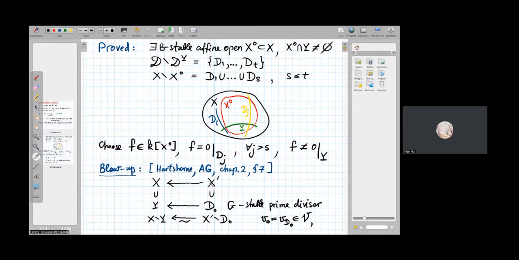So let me come back to this F. F is regular on X naught. So its domain of definition intersects this Y. And F does not vanish identically on Y. This means that the pullback of F to X prime does not vanish identically on D naught. So the domain of this pullback intersects D naught, and this pullback function does not vanish identically on D naught. This means that the value of this valuation V naught at F is zero. It has neither zeros nor poles along D naught. So this value is zero. Okay? This is what we have about this function f.